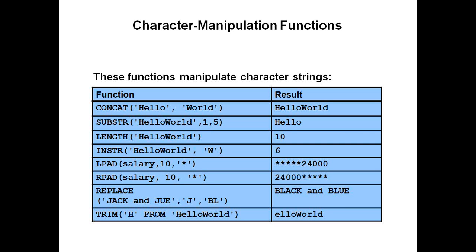Then we have character manipulation functions. Let us see what these do. The first one under character manipulation functions is concat. We have already seen the concatenation operator, which is helpful to display two columns by merging them. The concat function does the same. For example, here you can see concat applied on hello and world, two words, and the end result is a combined word, hello world, displayed on the screen.